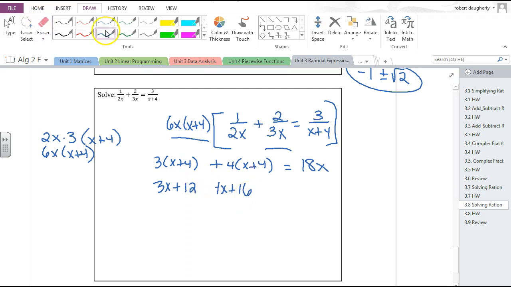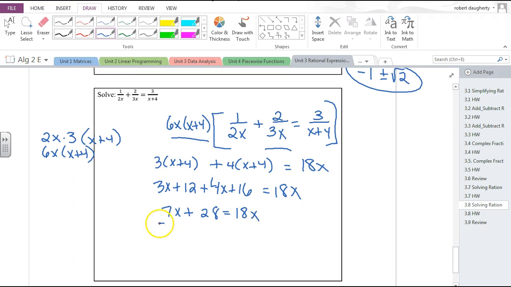So this is 3x plus 12 plus 4x plus 16 equal 18x. Okay. So let's get all of my x's together. This is what, 7x plus 18, or excuse me, 28. So 7x plus 28 equal 18x.